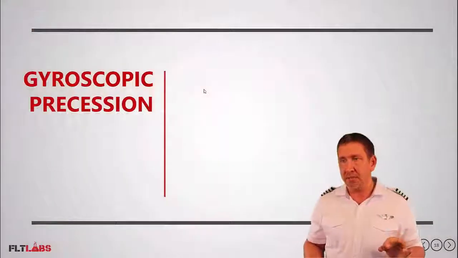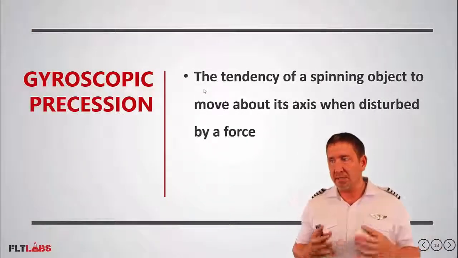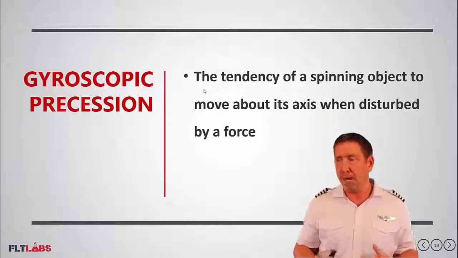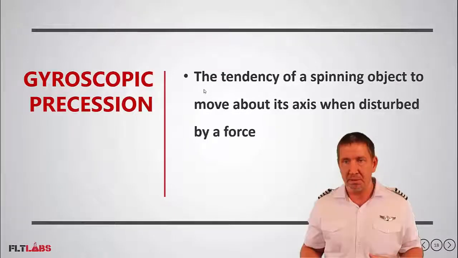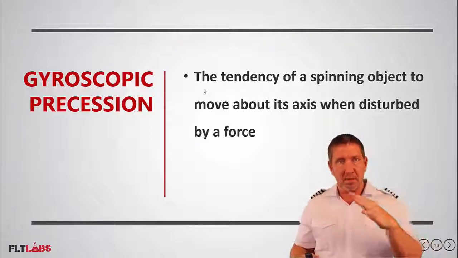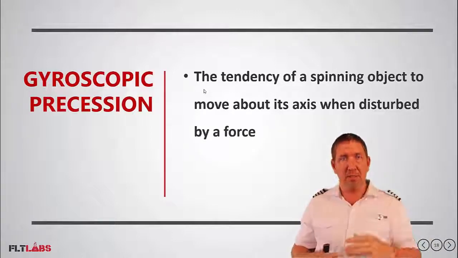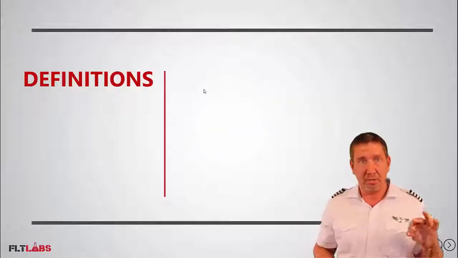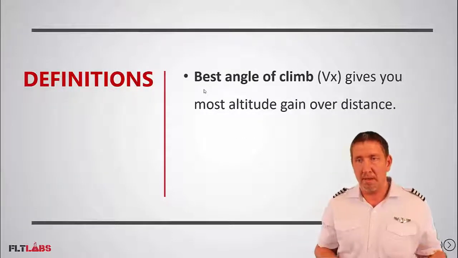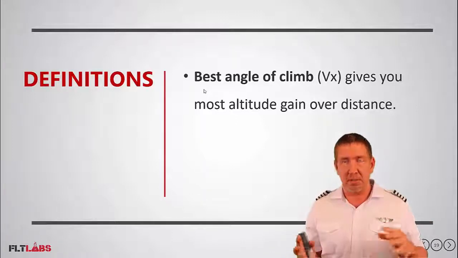Gyroscopic precession. This is the tendency of a spinning object to move about its axis when disrupted by a force. And it's getting disrupted by a force when we're in that transition period of the climb, which causes a gyroscopic precession we'll need to account for. All right, now we move into some definitions. You're going to hear about these a lot.